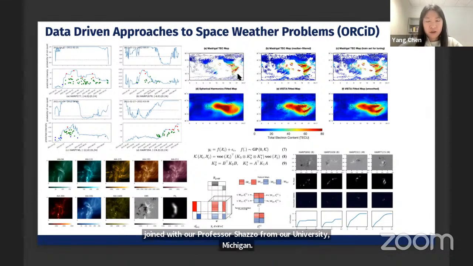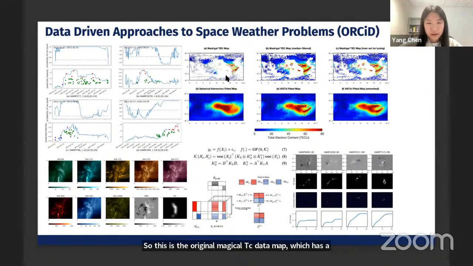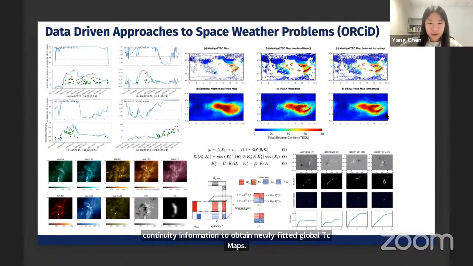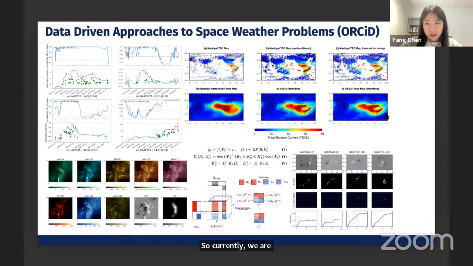So this is the original Madrigal TEC data map, which has big data gaps and also noise levels. So we designed a new video imputation algorithm that takes into account spatial and temporal continuity information to obtain newly fitted global TEC maps. Currently, we are publishing our database, and our paper for Scientific Data has been accepted recently. So stay tuned for the results from our group.